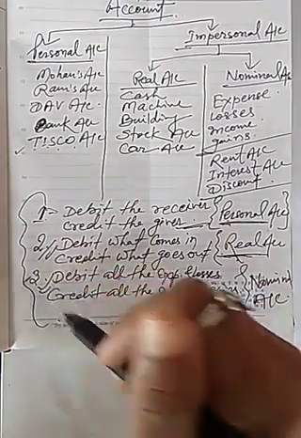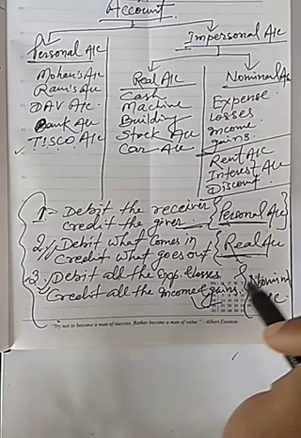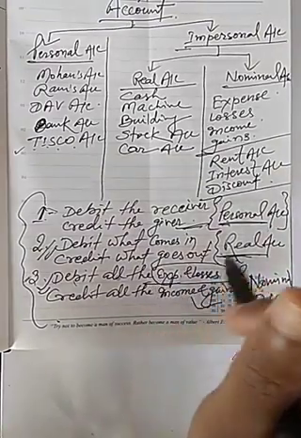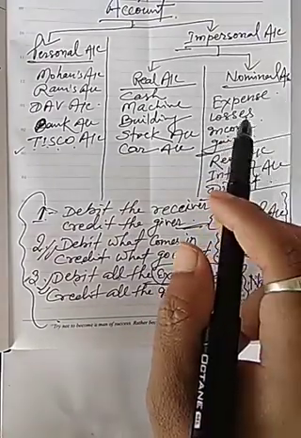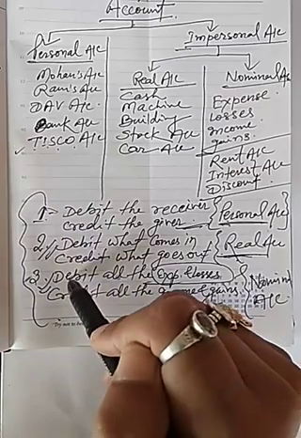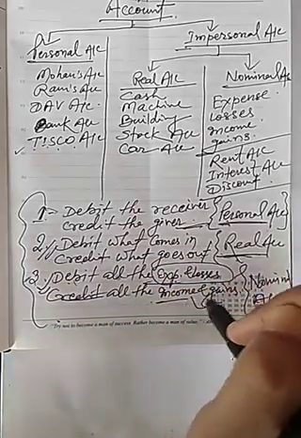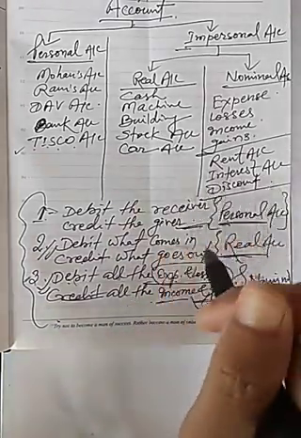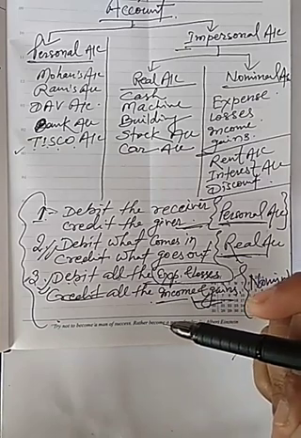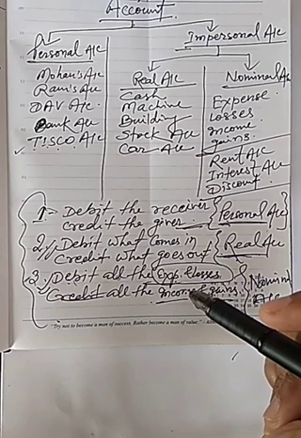Now the third rule is debit all the expenses and credit all the income and gains. We will debit all the expenses and losses because nominal account includes expenses, losses, income and gains. So I will debit all the expenses and losses and credit all the income and gains of the business. So this is the basic, traditional rule. I will also teach you the American rule.